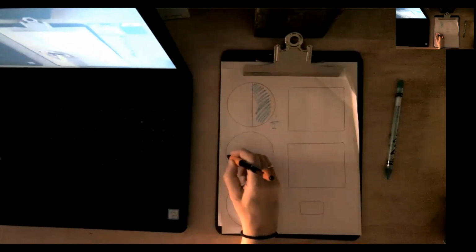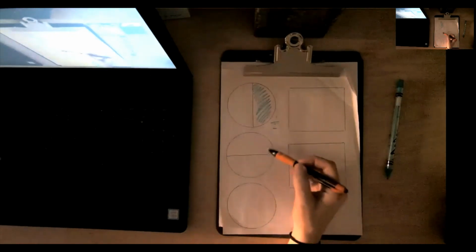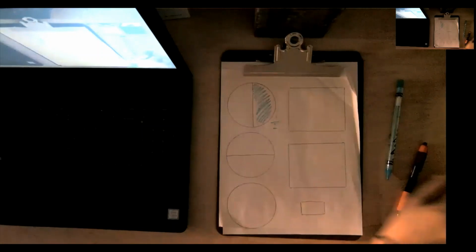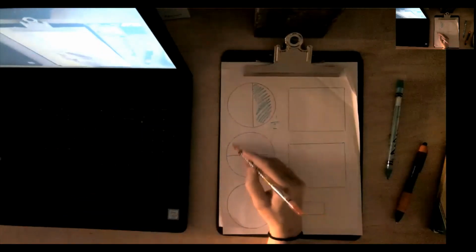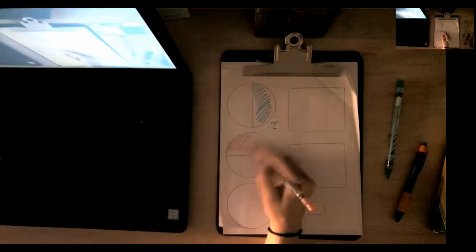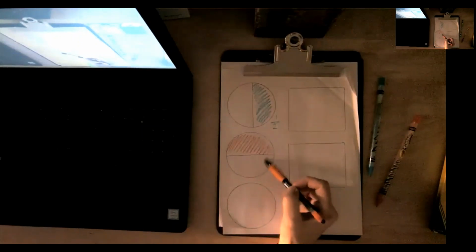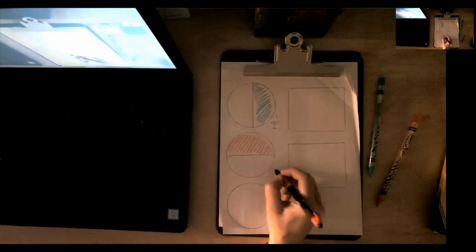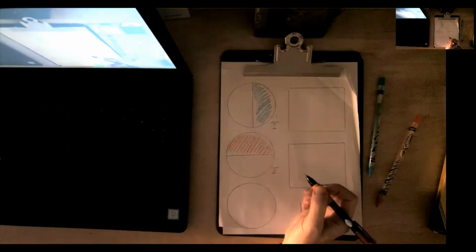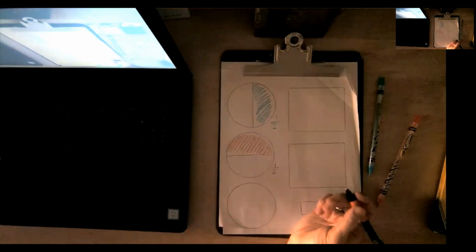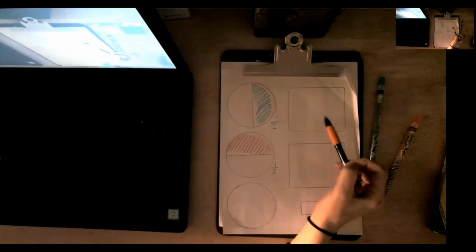All right, let me try this one. I'm going to try this way. Those look pretty equal. I'm going to use a different color this time. I'm going to shade in this top one. How many equal parts are there? There's 2. How many did I shade in? 1. Very nice job.